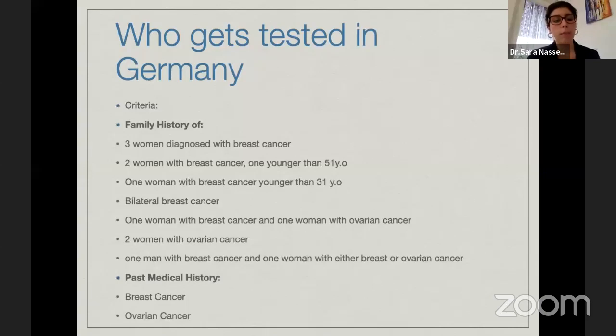So if in the family there's a man who has developed breast cancer and a woman who has developed either breast or ovarian cancer, then this would also be a criterion to get tested for a genetic mutation. And obviously, if the woman herself has had breast cancer or ovarian cancer, then in Germany, this is an indication that this woman needs to get tested for genetic mutations. The testing is then done via blood. So you take a blood sample and it's a multi-panel test. So you test all the mutations that I showed you before, the high risk, the intermediate, and the low risk. And you check if any of these mutations are present in the blood.